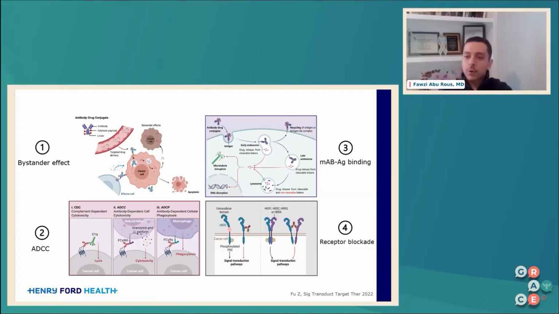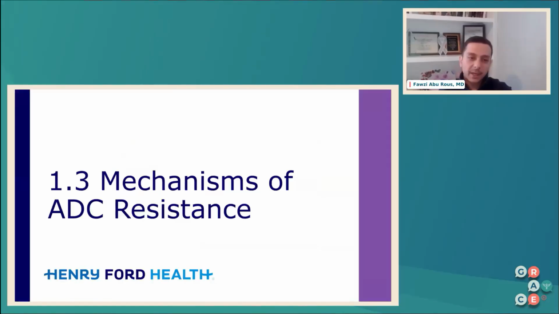And then number four is receptor blockade. Very similar concept. These receptors are very important. So when you block them, they can't interact with each other. So that affects the signal transduction downstream from that receptor, and then also leads to apoptosis, or basically death of the cancer cell.